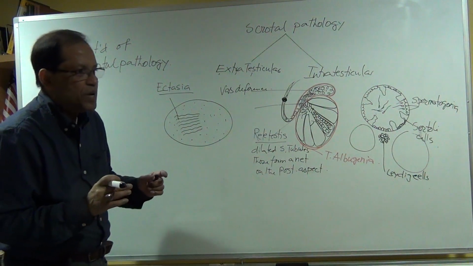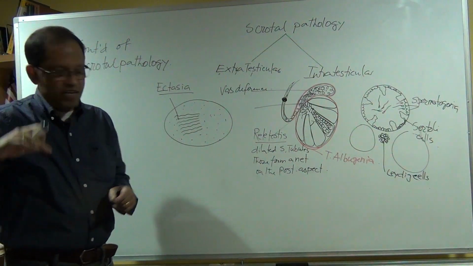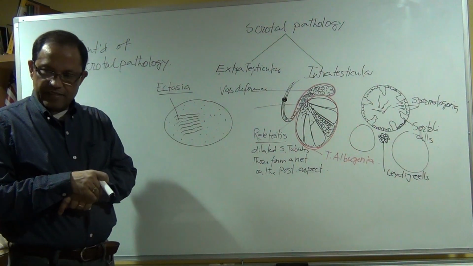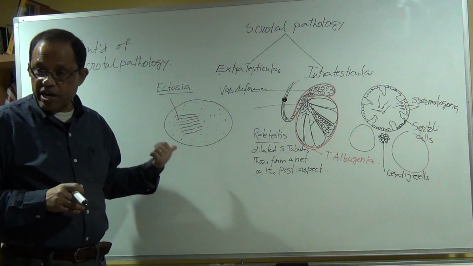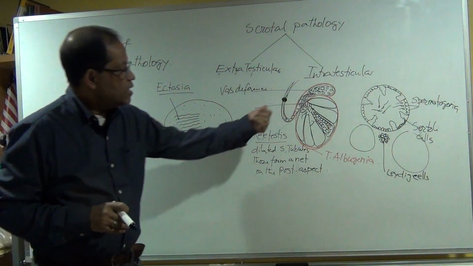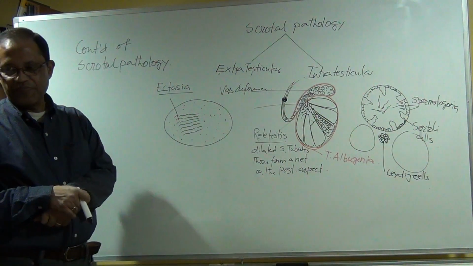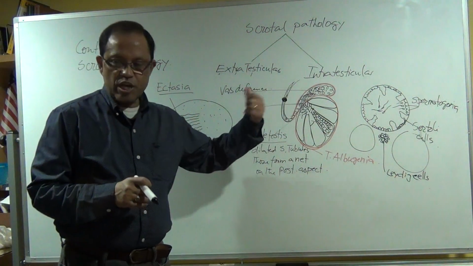You will be surprised. Oh my God, what is this? It looks wavy and dilated. These are the ectasia of the seminiferous tubules. Why? Because there is a backup. Why is there a backup? There is obstruction.